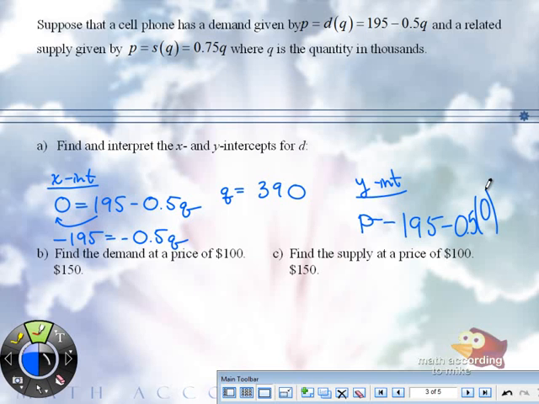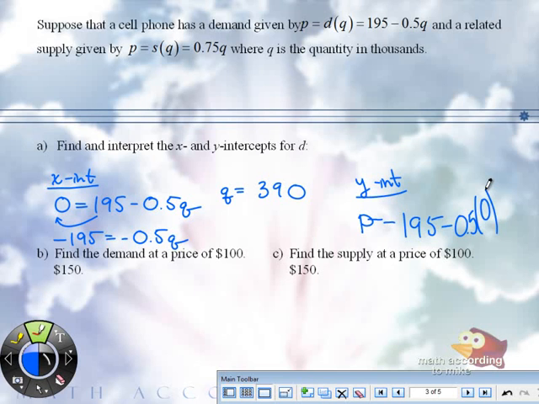So P equals 195 minus 0.5 times 0. To find an x-intercept, you make y 0. To find a y-intercept, you make x 0. The reason is that every point on the x-axis has a y-coordinate of 0. So that's why you make the y 0 to find an x-intercept.